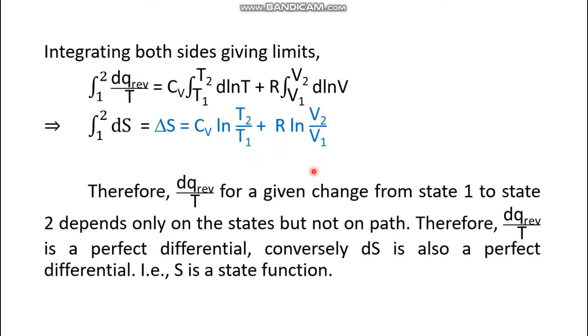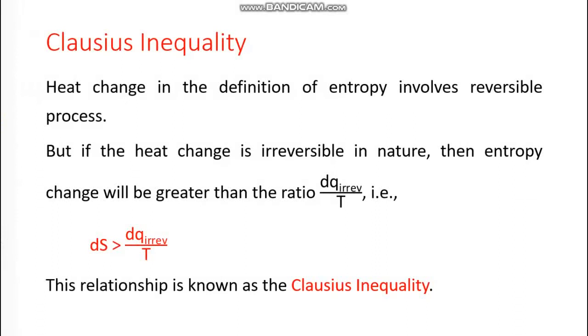So what can we conclude from this relationship of delta S? We can conclude that dq rev by T for a given change from state 1 to state 2 depends only on the states, that means only on T1 and T2, and not on the path by which T1 is transformed into T2 or P1 is transformed into P2. Therefore, dq reversible by T is a perfect differential. Conversely, dS is a perfect differential. So S is a state function.